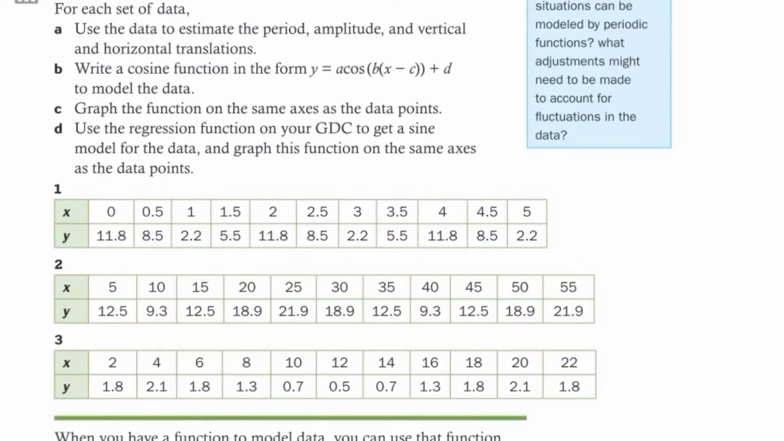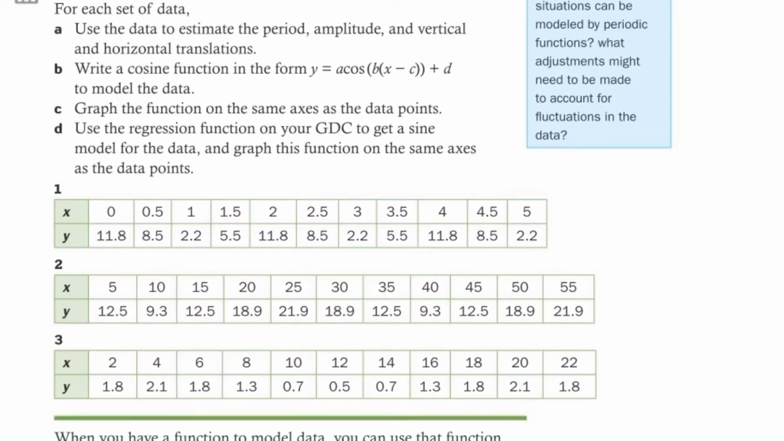So you see it wants the answer in the form y equals a cos bracket b bracket x minus c close bracket plus d, which you should now be familiar with: a is the amplitude, b is the number of periods of the cycle, c is the horizontal shift, and d is the vertical shift of the trigonometric function. So how am I going to find out all these letters A, B, C and D based on just a table of numbers?